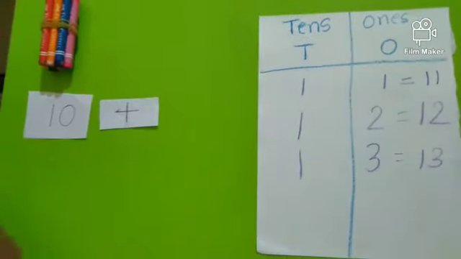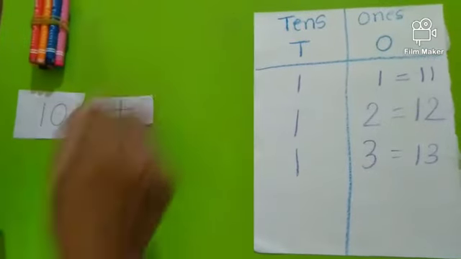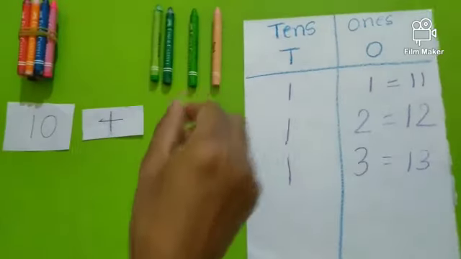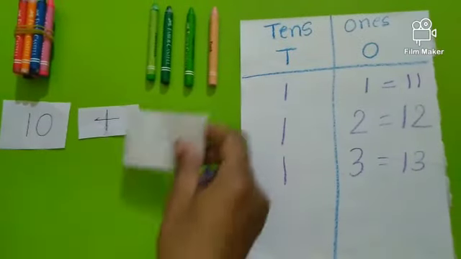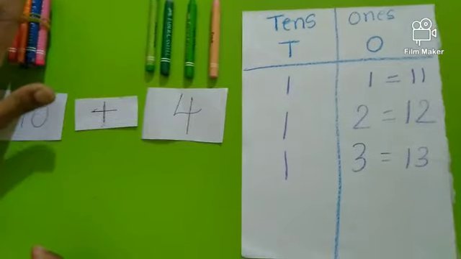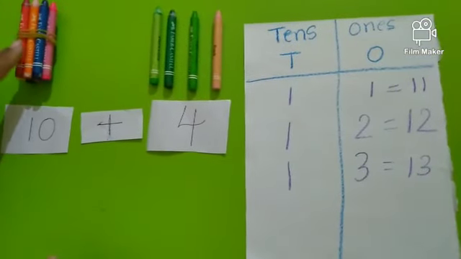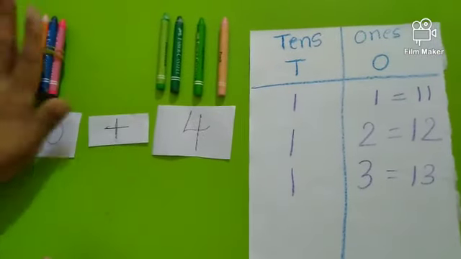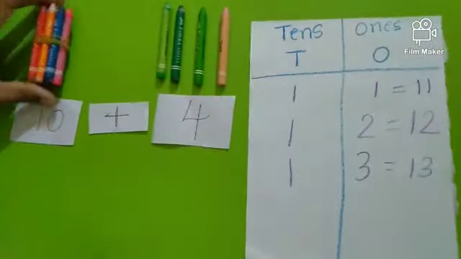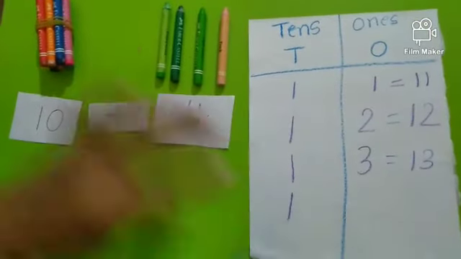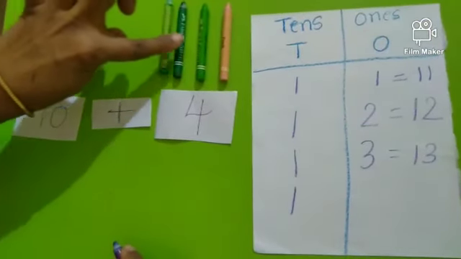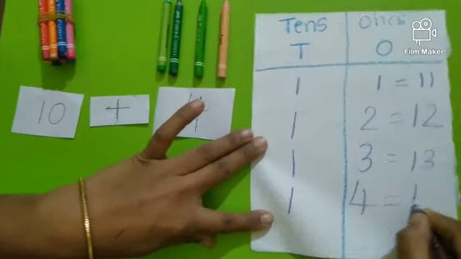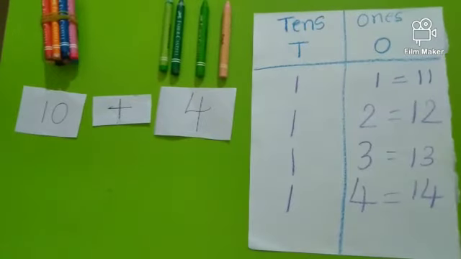Now, we will keep 4 crayons. 1, 2, 3, 4. So here, number 4. The group of 10 crayons comes under tens, so this is 1. So in the tens column, only 1. Ones column 1, 2, 3, 4. 4 separate. So 4 ones equal to 1, 4, 14.